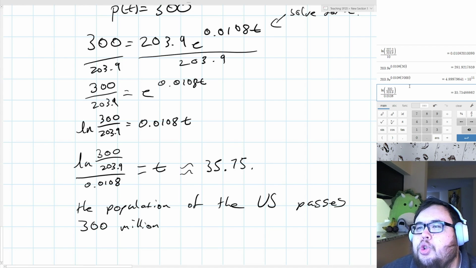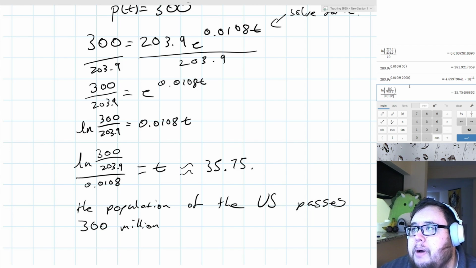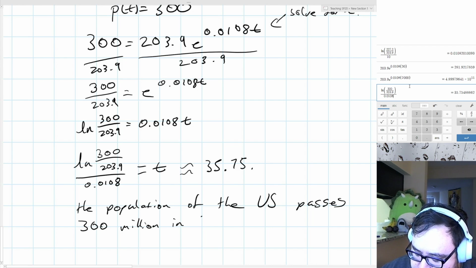We're going to call it in 2006 then, because the population stated for 2005 will be smaller than 300 million. The population stated for 2006 will be more than 300 million. So passes 300 million in 2006.